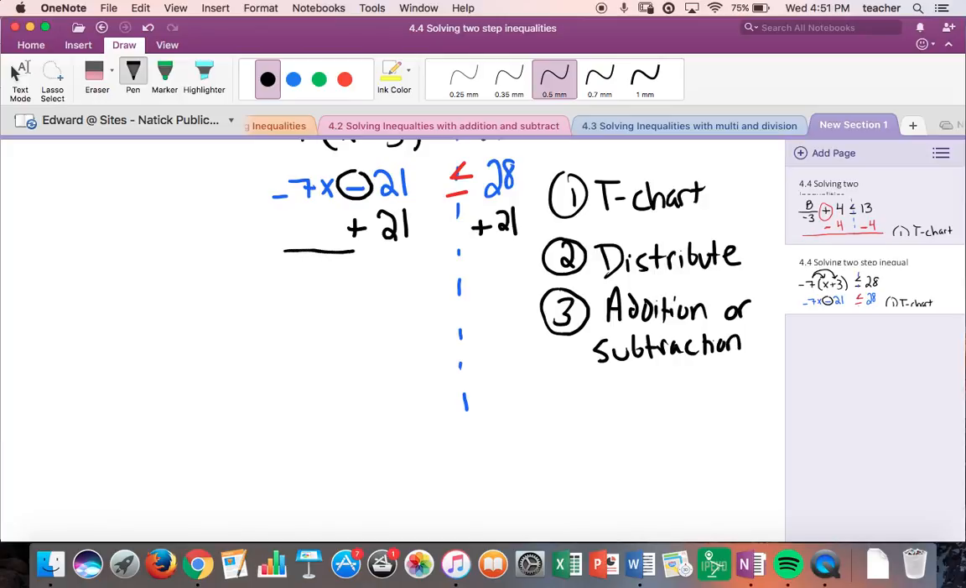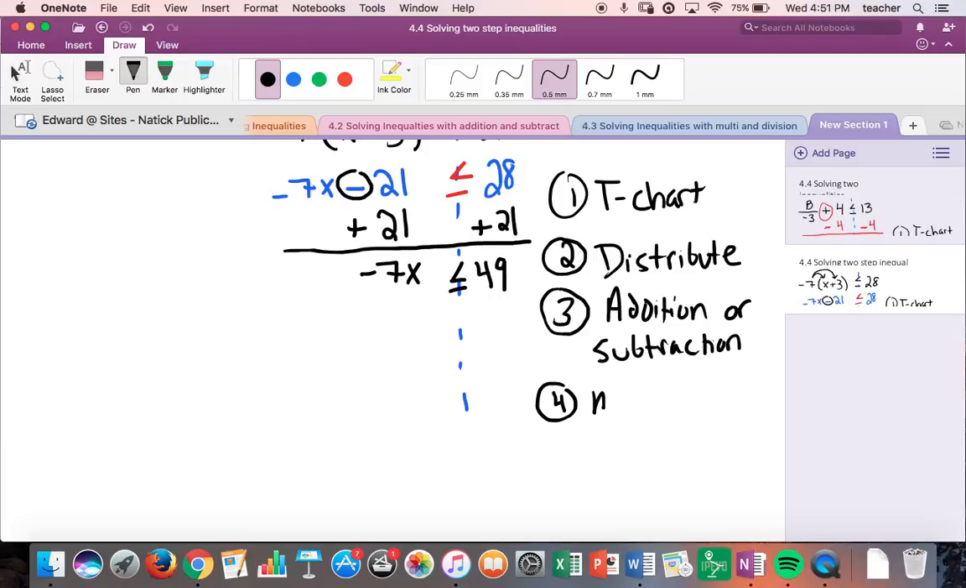So then we draw our evaluation line across, and now I can start adding things together. -7x doesn't have anything under it, so that means we're adding it to 0, which means it stays as -7x. -21 plus 21 becomes 0. This dotted line is a placeholder for my less than or equal to symbol. And 28 plus 21 is 49. Then we move to my fourth step.